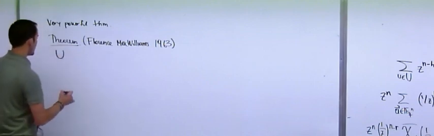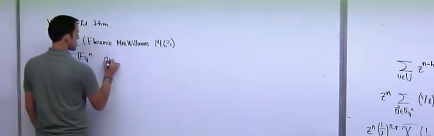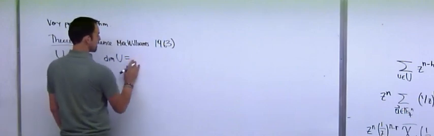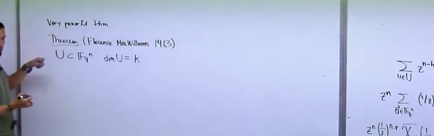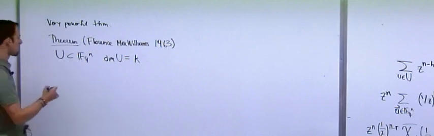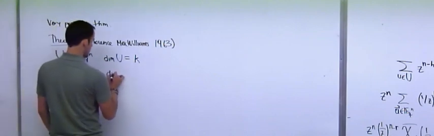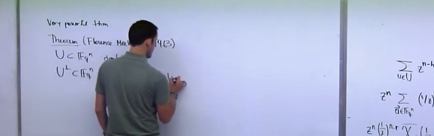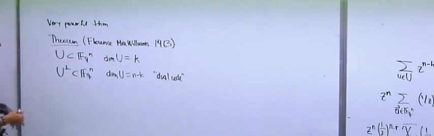It says if you have U is a linear code of dimension k, let's say, then, again, a linear code is just a subspace, and so you can consider the orthogonal complement, which is going to have dimension n minus k. So this is called the dual code. Okay. Now, a priori, there might not be any relationship between these two codes.